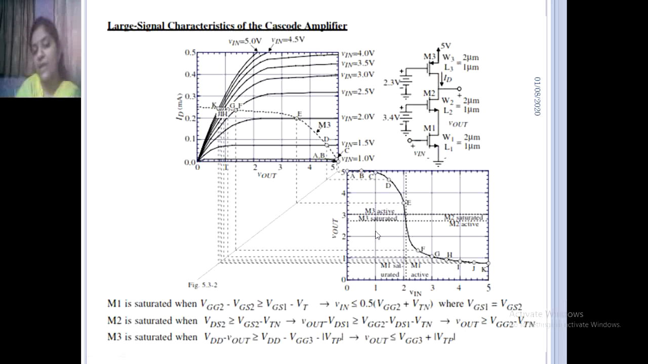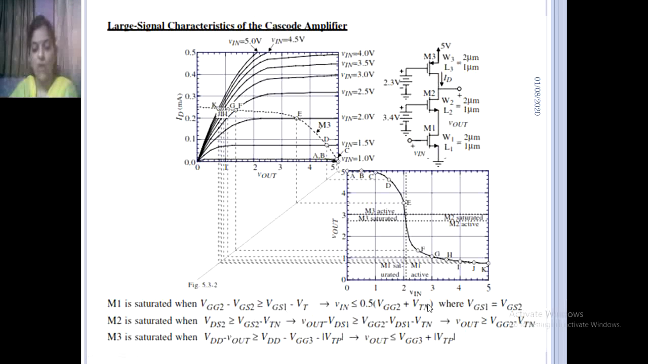So M3 is in active, and for this side M2 is saturated and M3 is saturated, and after this line M2 becomes active. Here M1 is also in saturation, and after this vertical line M1 is active. So M1 is saturated when VGG minus VGS2 is greater than or equal to VGS1 minus VT.